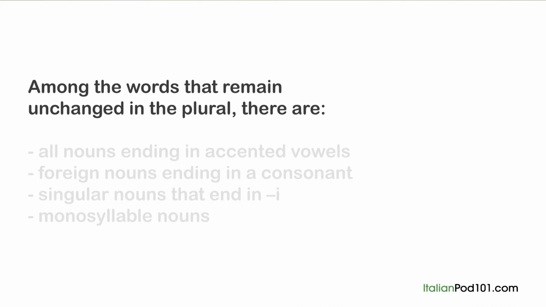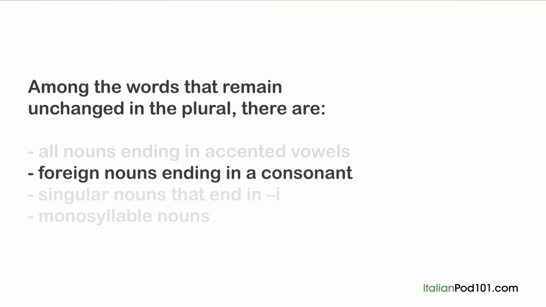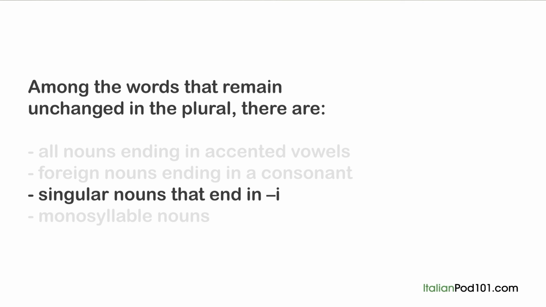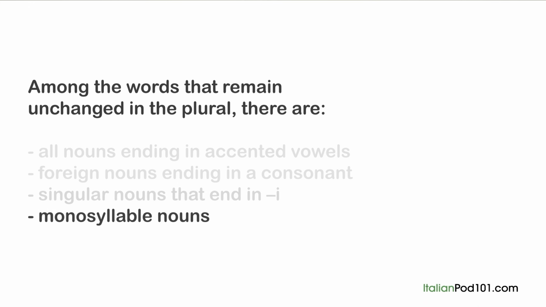Among the words that remain unchanged in plural, there are all nouns ending in accent vowels like caffè, meaning coffee, or città, meaning city. Foreign nouns ending in a consonant, for example, computer, film, or sport. Singular nouns that end in I, crisi, meaning crisis, or brindisi, meaning toast. Monosyllable nouns, for example, re, which means king.